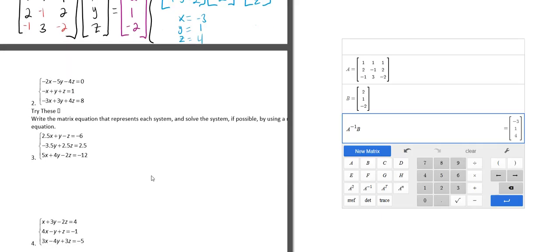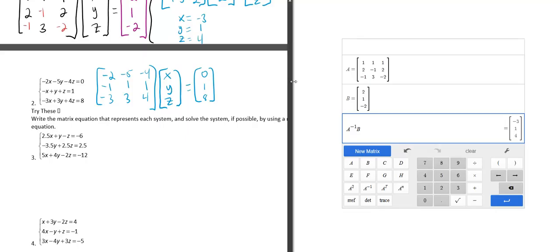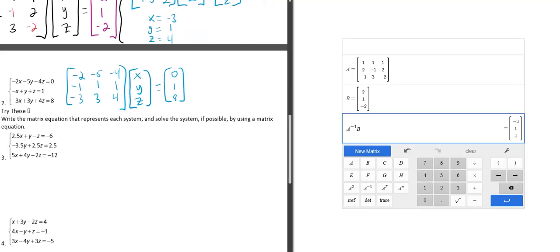Same procedure right here. You start your equation by making your coefficient matrix. So -2, -5, -4, -1. I almost put -x. -1, 1, 1, -3, 3, 4. Okay, and then we want our variables x, y, and z. And then we want our answer matrix, which is a column, 0, 1, and 8. Okay. And then we'll have the same exact setup.